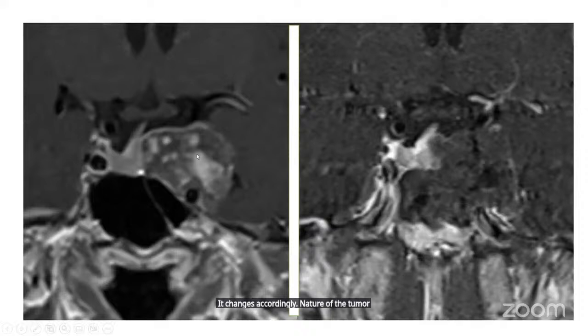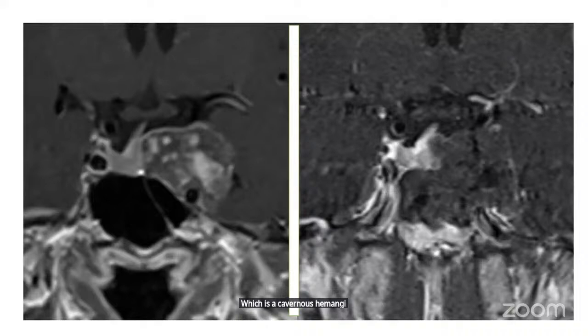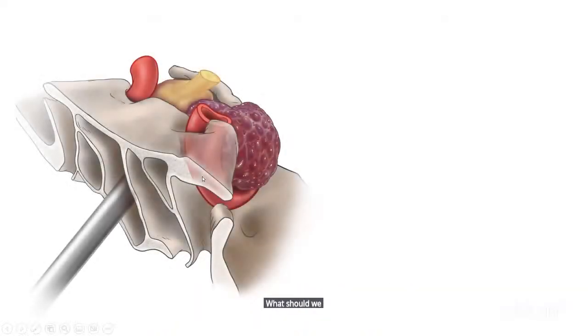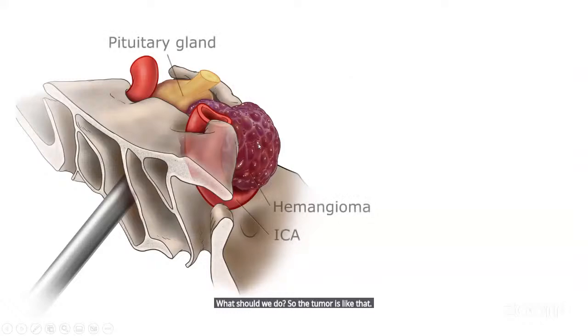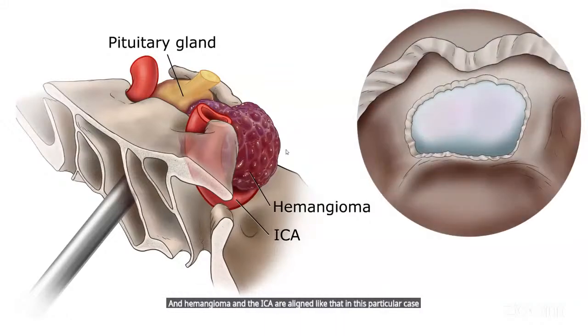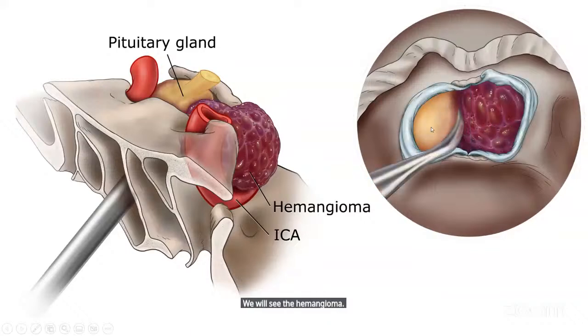So you see here a cavernous sinus tumor, which is a vascular tumor, a cavernous hemangioma. So now we are dealing with a cavernous angioma in the cavernous sinus, which is one part of the drainage of the skull base. So what should we do? The tumor is like that. The hemangioma and the ICA are aligned like that in this particular case. And then when we open the dura, we will see the hemangioma and we will see the pituitary like that.